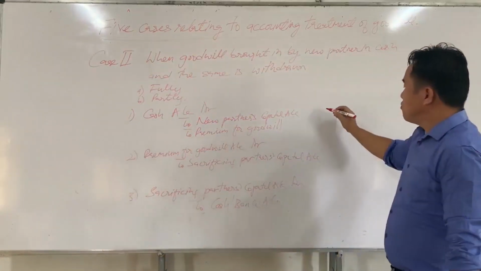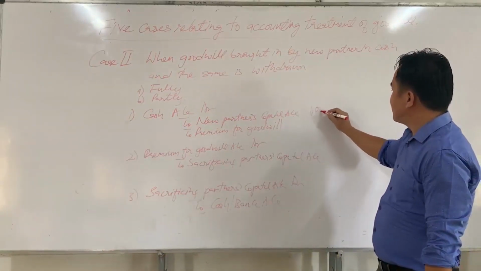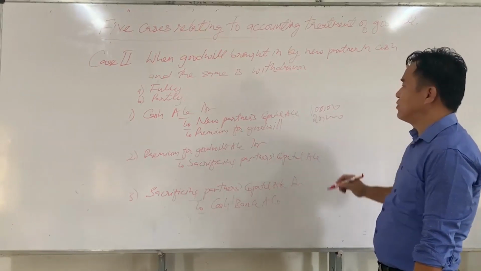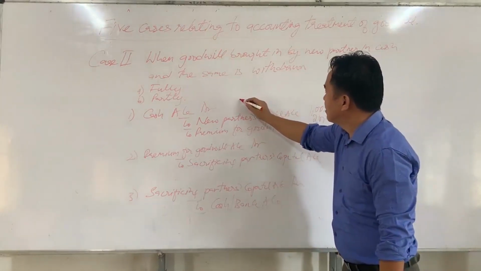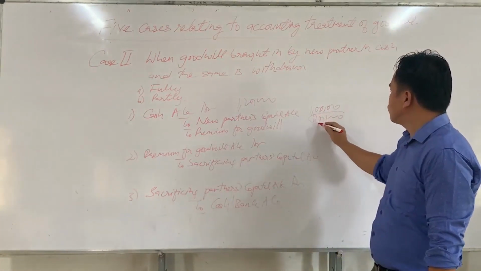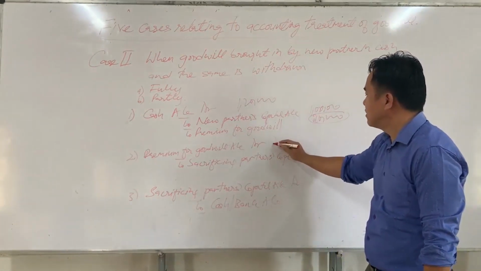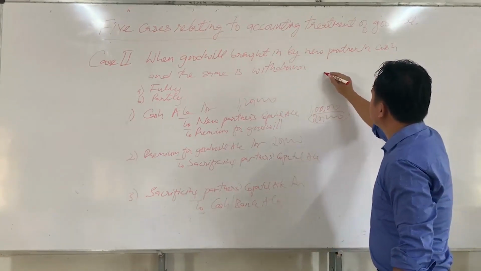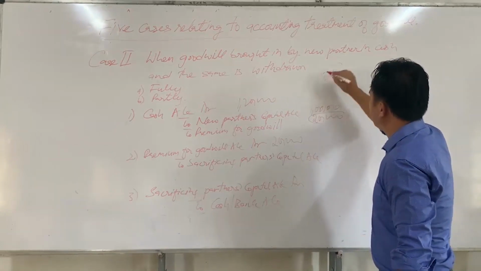Let us assume that the new partner has brought rupees 1 lakh as capital and rupees 20,000 as his share of goodwill. In total, how much has he brought? He has brought 1 lakh 20,000. So this 20,000 should be transferred to whom? Sacrificing partner. So here we have to write sacrificing partner, as we have assumed the sacrificing ratio as 3:2.